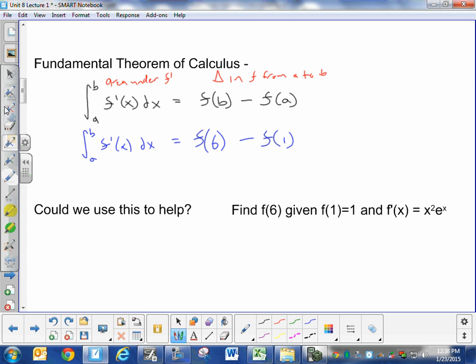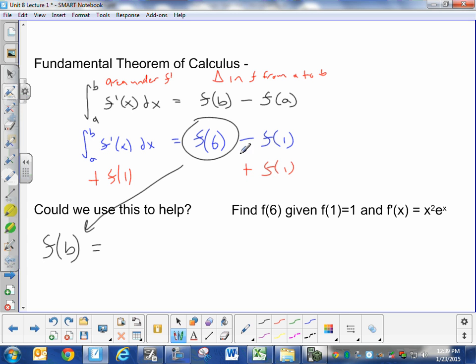All of a sudden, if I add f of 1 to the other side, I get this equation. That's my future value that I'm trying to find, f of b, which is f of 6 right here. That's going to be equal to my initial value given. In this case, it's f of 1, or we could say it's f of a, plus the area under f prime, but don't think of it as the area under f prime. Think about that as being the change in f between a and b.